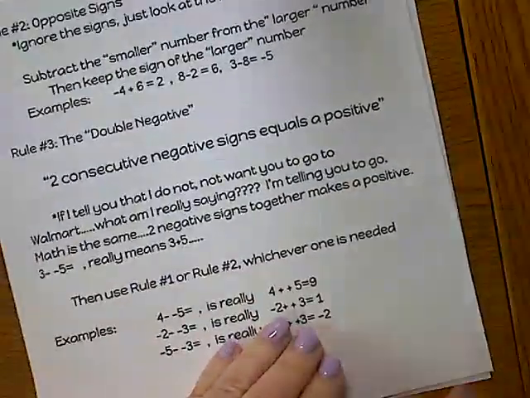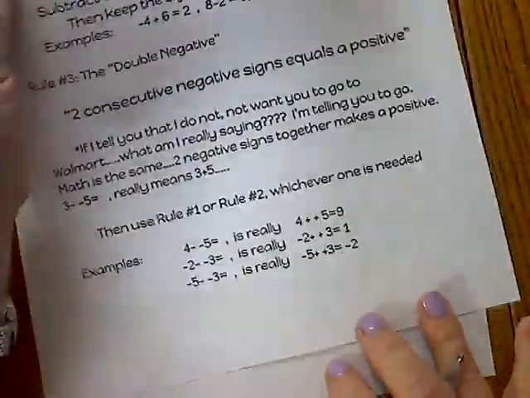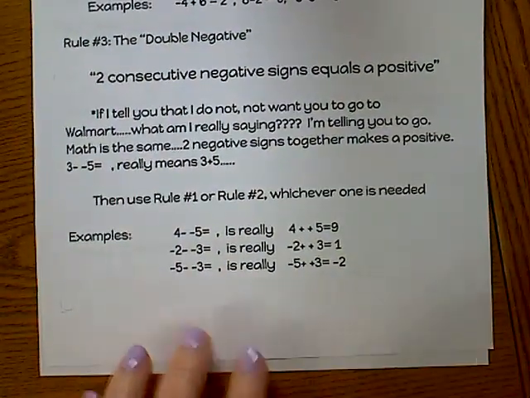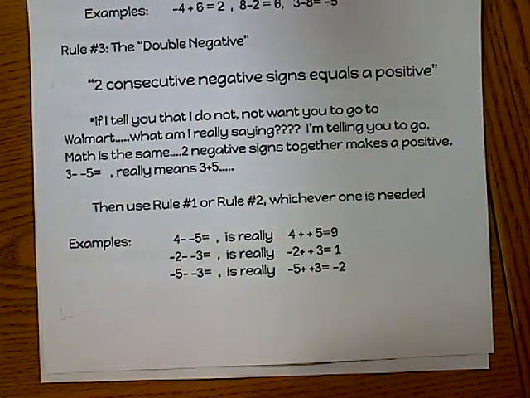Last rule is the one that confuses everybody. The rule number 3 is the double negative. So 2 consecutive negative signs, consecutive means one after the other, equals a positive. If I tell you that I do not want you to go to Walmart, what am I really saying? I do not want you to go. I'm telling you to go. Math is the same. 2 negative signs together make a positive.